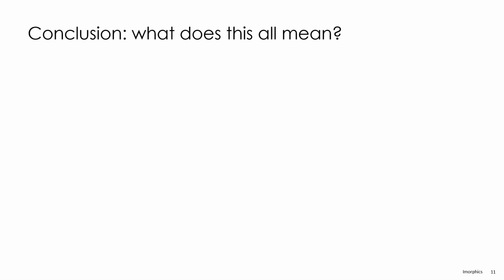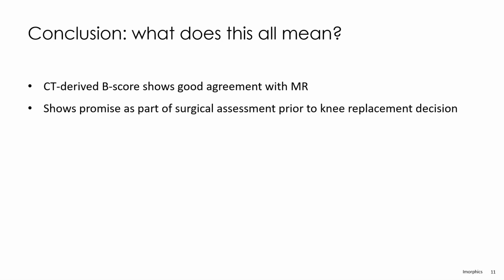So what does this all mean? Well, the main takeaway is that CT B-score shows good agreement with the original MR method of calculating B-score, which gives us confidence that we can measure B-score with this method when we don't have MR images and we have CT instead. This is encouraging for the viability of using this in preoperative assessment for knee arthroplasty, because, as I've said previously, in that case you usually have a CT image and not an MR.